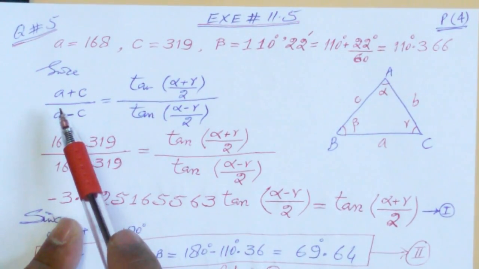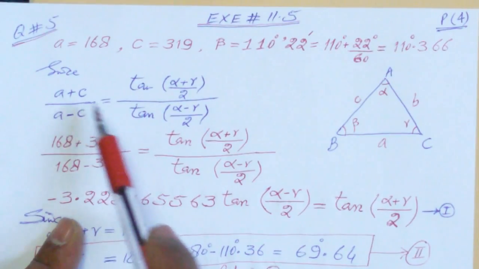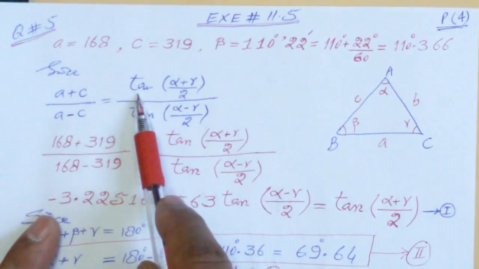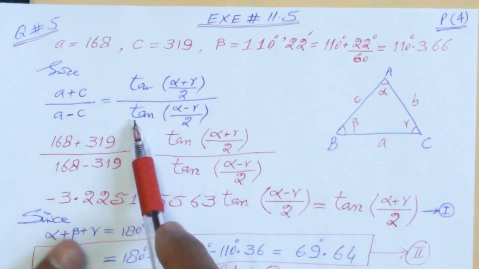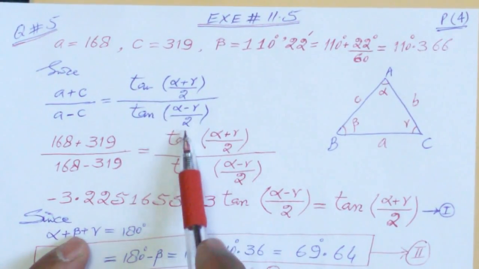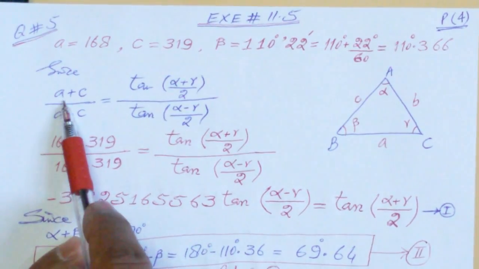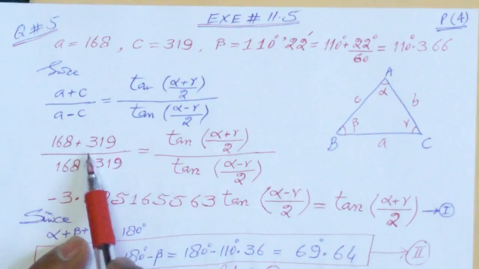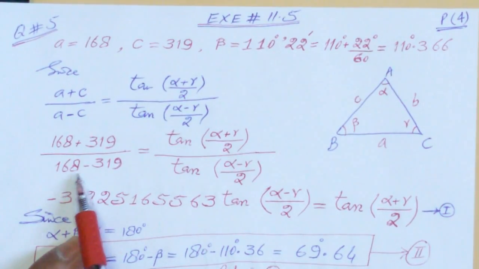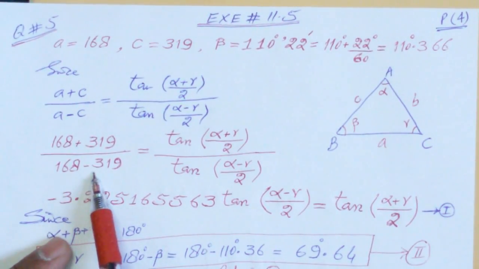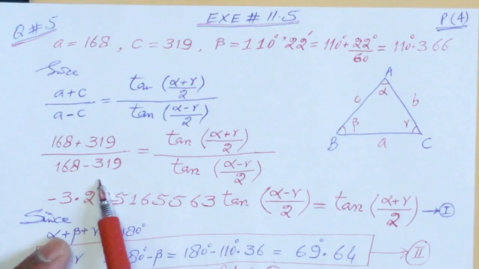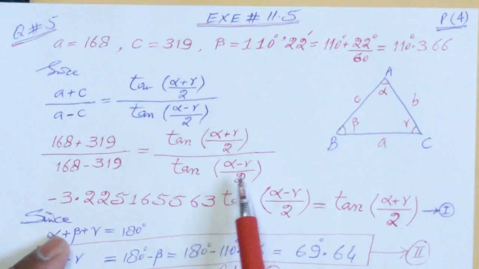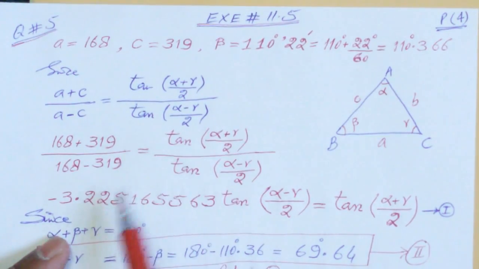Now, to apply the tangent law for the calculation of this triangle, which is (a plus c) divided by (a minus c) is equal to tangent of (alpha plus gamma) divided by 2 as a whole, divided by tangent of (alpha minus gamma) divided by 2. a is equal to 168 plus c 319, divided by 168 minus 319 is equal to tangent of (alpha plus gamma) divided by 2, divided by tangent of (alpha minus gamma) divided by 2, by the cross multiplication method.